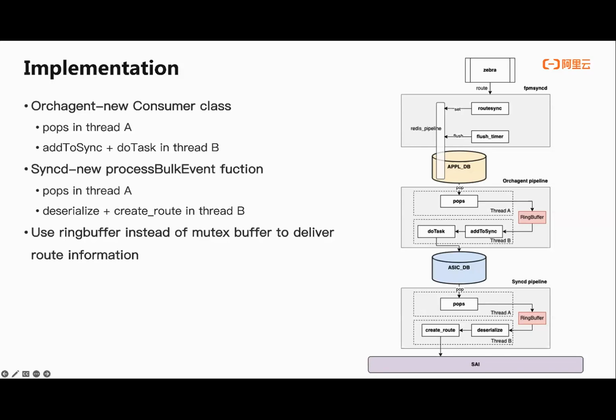So in org agent, we implement a new consumer class. So it can pop in thread A, which is the main thread before, and add to sync, do task together in a thread B, which is the thread we added. And in SYNC-D, we implement a new process bug event function. And also the same, it pops in thread A, which is the main thread, and deserializes and creates route in the thread B, which is the thread we added. Also, we use ring buffer instead of mutex buffer to deliver route information between the threads. So there's no lock issue, and actually ring buffer works much faster than mutex buffer.